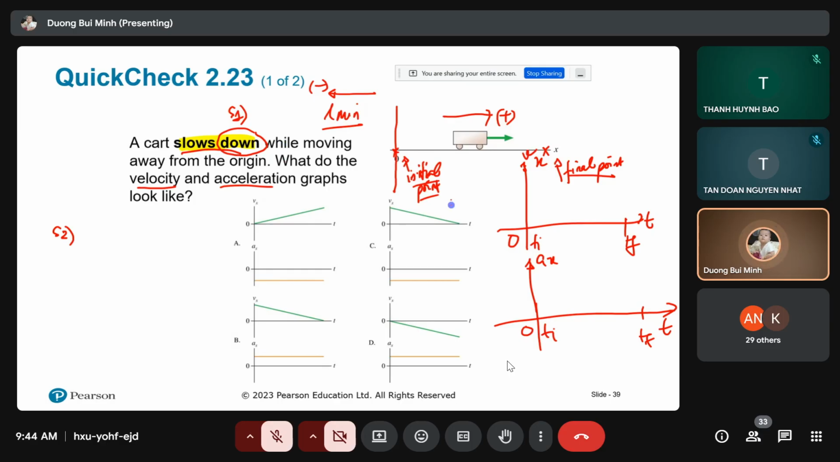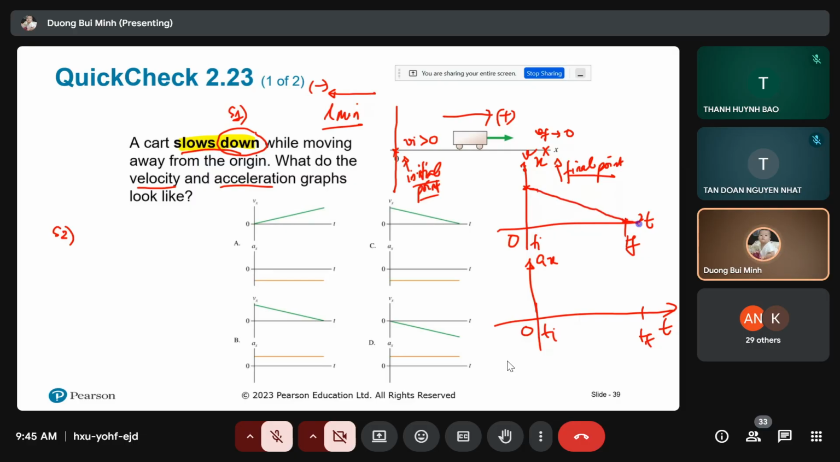Anyway, so here, at the beginning, slow down. After some time, Vx will be 0 because of slowing down, and Vi should be positive. So Vi should be somewhere here, and the Vf must be 0 after some time. So you can get this curve.